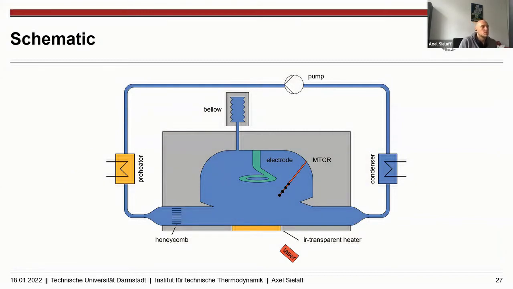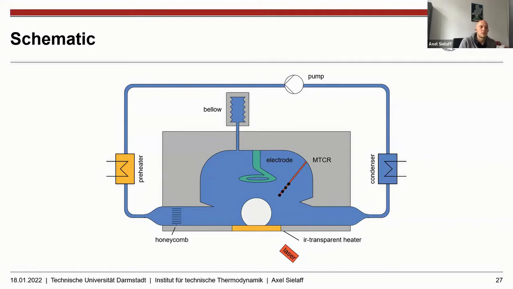So just to give you a quick overview of how the experiment works. Here you can see a schematic of the main components. In blue, you can see the fluid. In gray, it's the cell. And we have a preheater and condenser to heat up and cool down the fluid, the pump and the bellow. As you can see, the whole volume is filled with liquid. So by using this bellow, we can set the pressure in the system to the desired pressure we want to have. When we want to start an experiment, we shoot the laser to the center of the coating, which will superheat the fluid. So the bubble will grow.